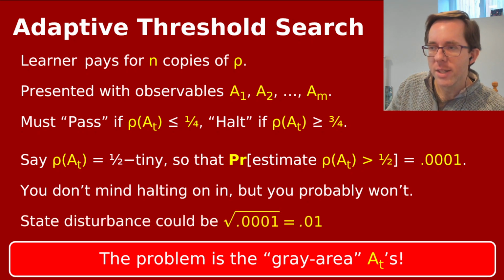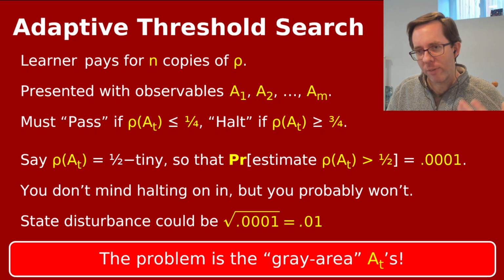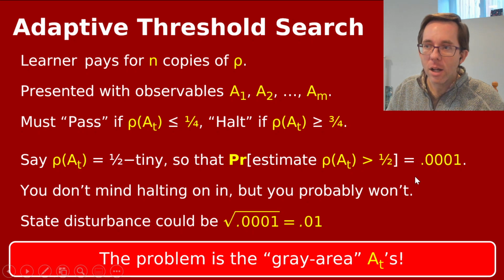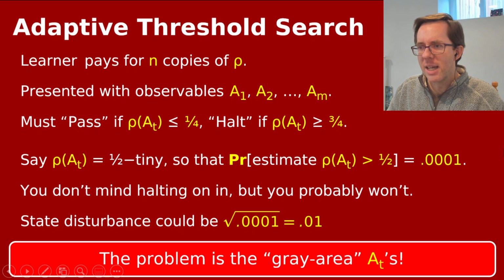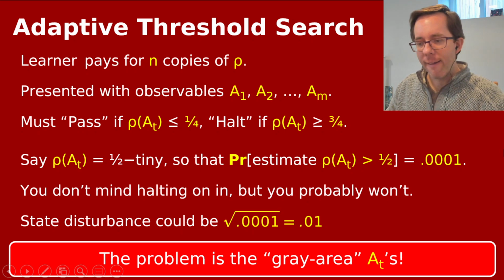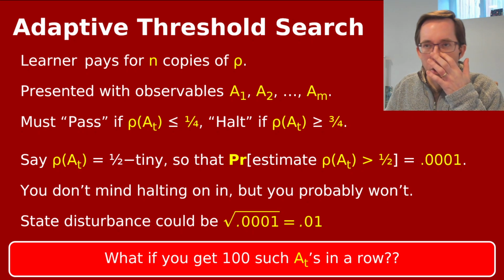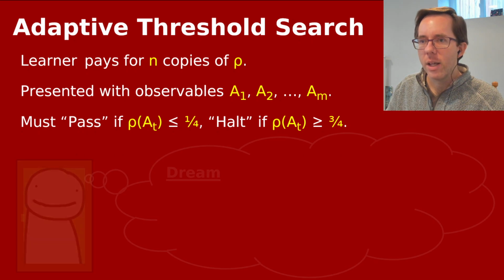But there is a worry here, because this gentle measurement fact tells you that, assuming you pass it, the disturbance to your state, your n copies of rho, might be as large as the square root of this. And the square root of this is 0.01, like 1%. So you've disturbed the state kind of a lot. And indeed, the real trouble comes if you imagine that the adversary gives you 100 such ATs in a row.